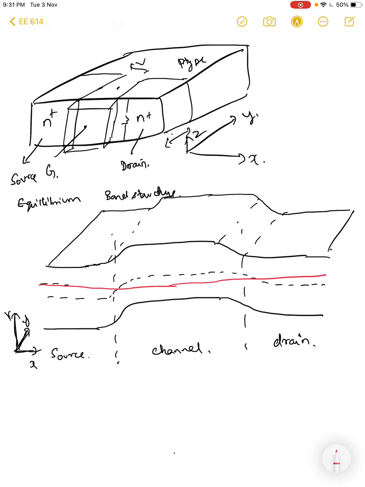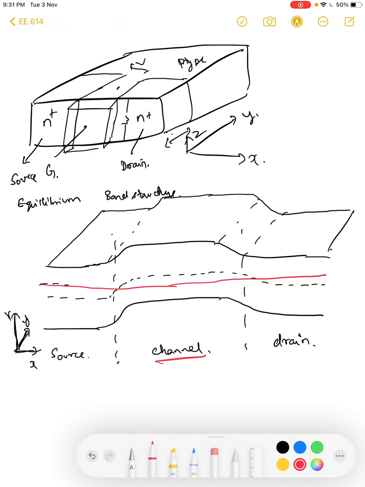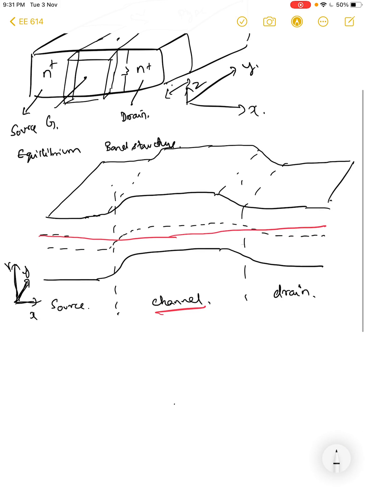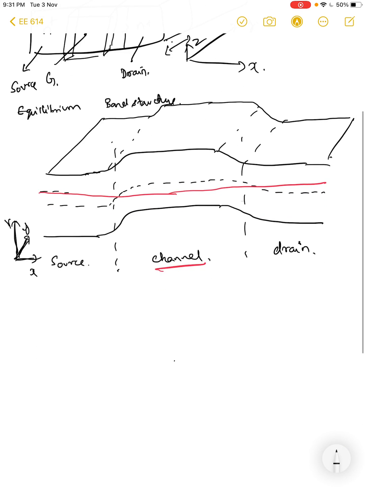So you have a heavily doped n plus contact. It's p in the channel and n plus in the drain. So this is the general situation at equilibrium, right? There is no current and we have not applied any biases. So this is the standard situation.